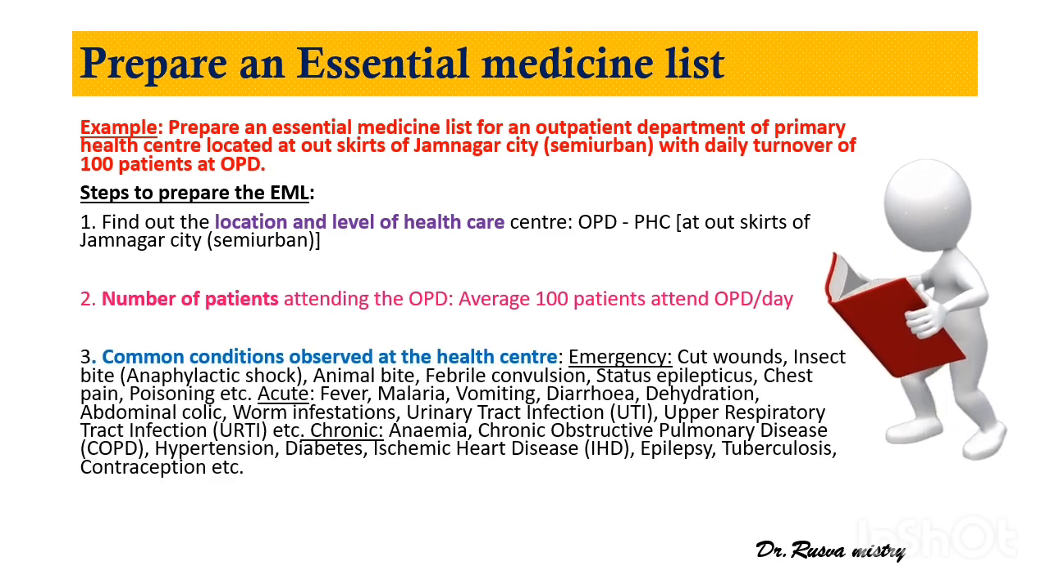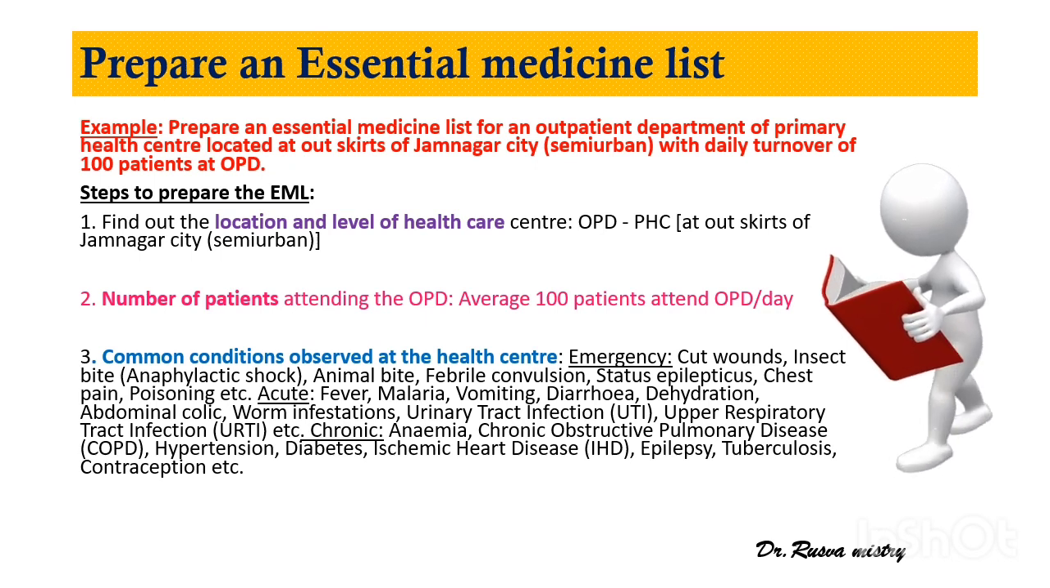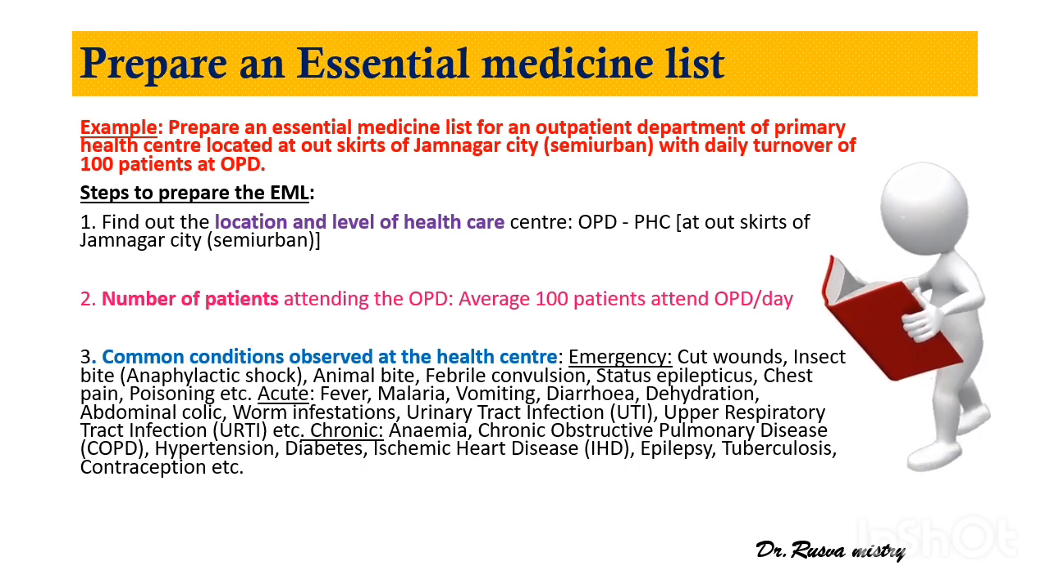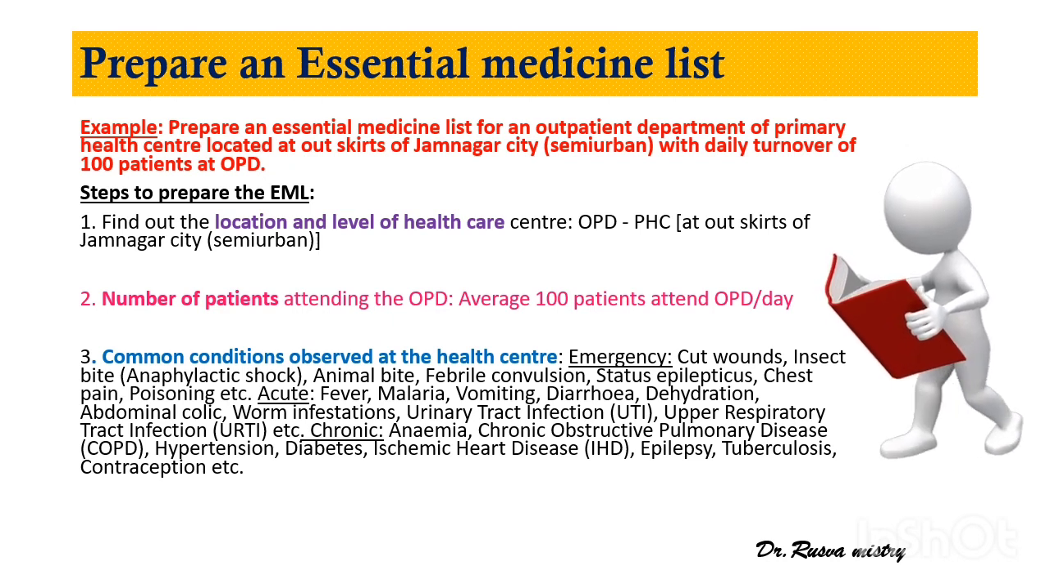Third thing you need to do is rule out common conditions you observe at the healthcare center. Suppose in emergency, what do you see? Cut wounds, insect bite, anaphylactic shock, animal bite, febrile convulsions, status epilepticus, chest pain and poisoning cases. Which acute conditions you note down, like fever, vomiting, diarrhea meaning gastroenteritis, severe dehydration, abdominal colicky pain, etc. Which chronic conditions you see daily at this OPD level, like hypertension, diabetes, ischemic heart disease, epilepsy, tuberculosis, anemia, etc.